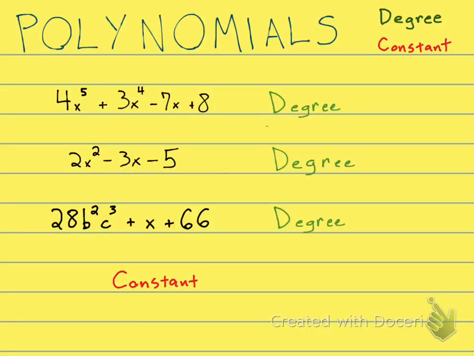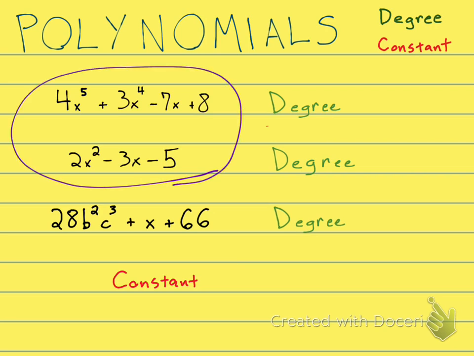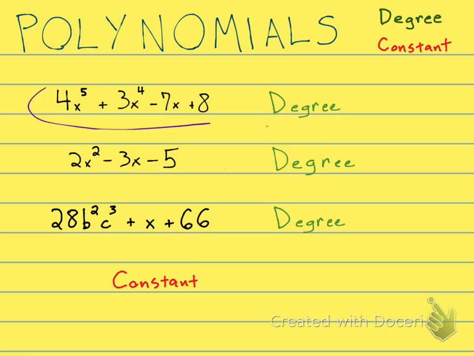Let's talk about the degree of a polynomial. So if you look at these first two polynomials, the degree is pretty easy to find. It's going to be the highest exponent that you see. In the first polynomial, the first term has an exponent of 5, the second term has an exponent of 4, the third term has an exponent of 1, and the last term is a constant and does not have an exponent. So out of these terms, the highest exponent that I see is the degree, which is 5.